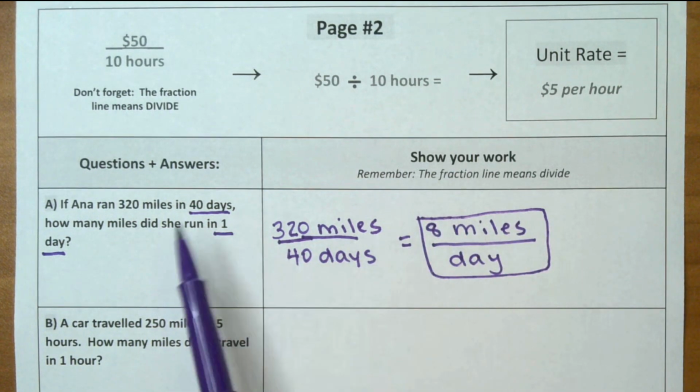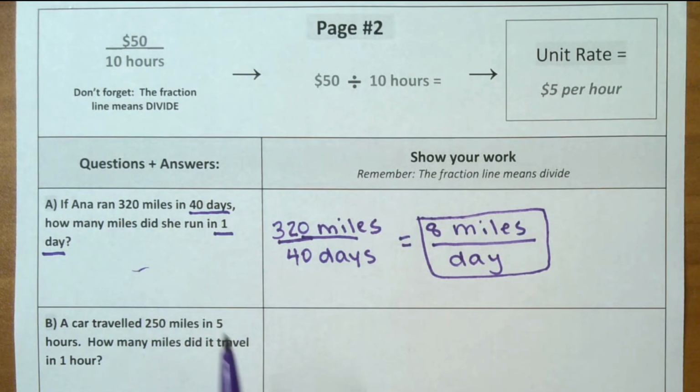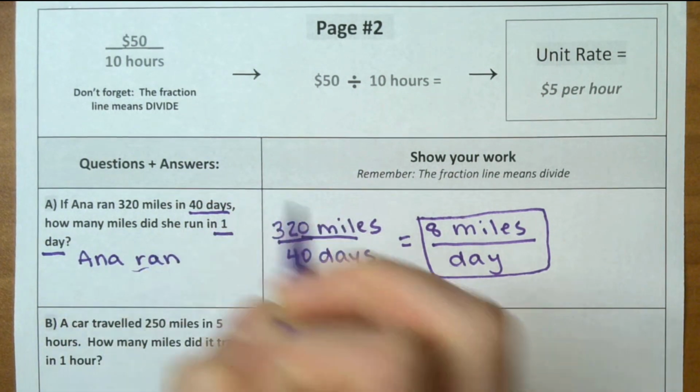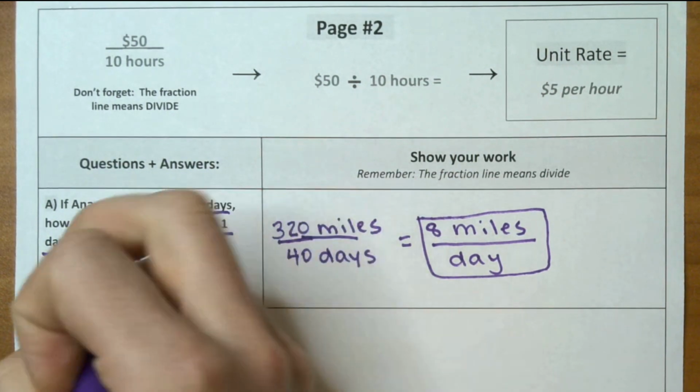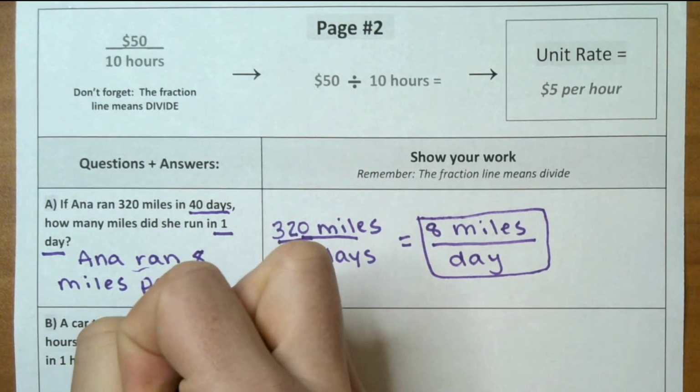After we find our unit rate, we're going to go back over to this box and we're just going to write a sentence. Anna ran 8 miles per day.